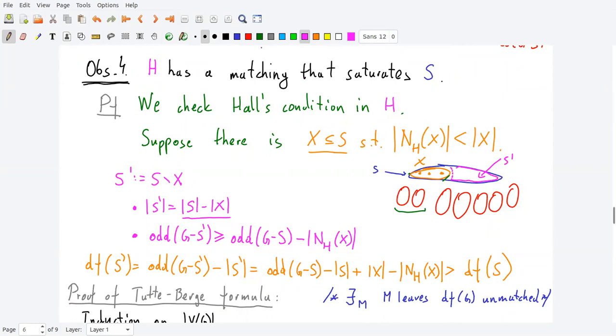So what happened with the odd components? These odd components may cease to be odd components because we removed just X from S. Maybe they were neighboring, maybe they all get merged into one even component. I do not care. They may stop being odd components. So I have no control over those components. However, all the remaining components stay odd components of G minus S prime, because they only see vertices in S prime. Because these components here were defined as the neighborhood of X, right?